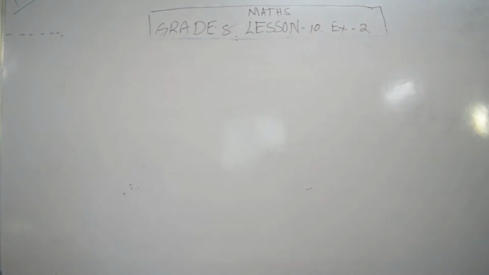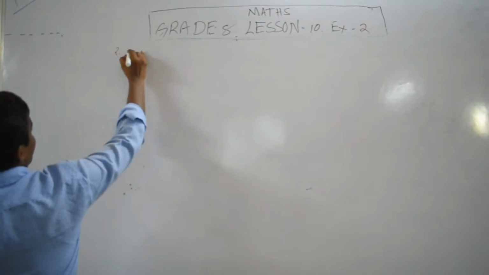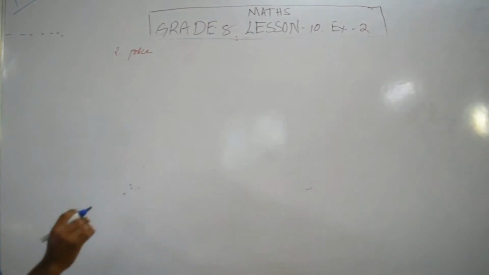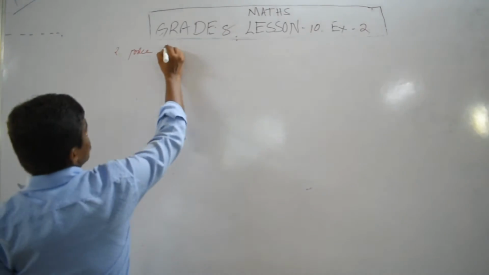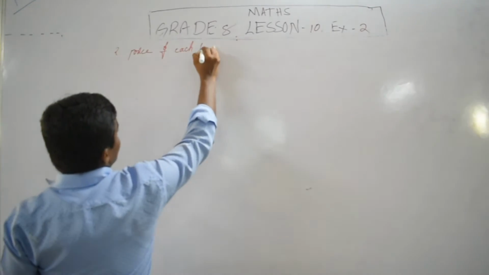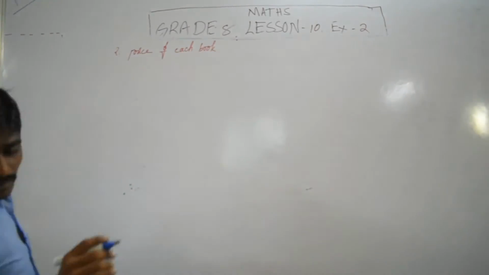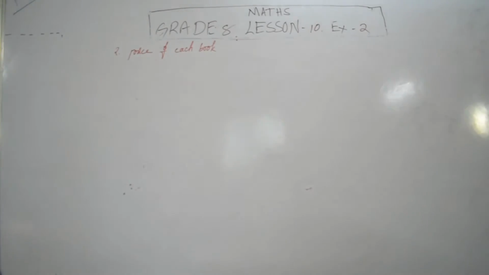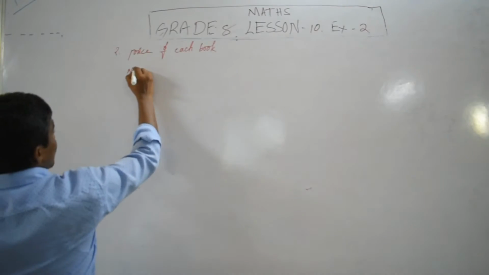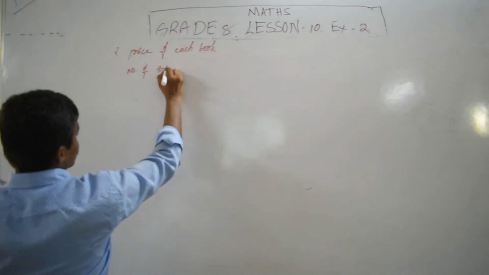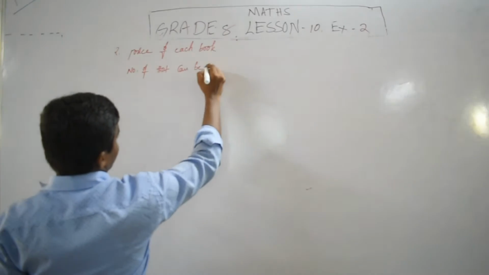Here see, a school wants to spend 6,000 to purchase books. Using this data, fill in the following table. Here see, second problem, price of each book. Price of each book. Next, number of books that can be purchased.